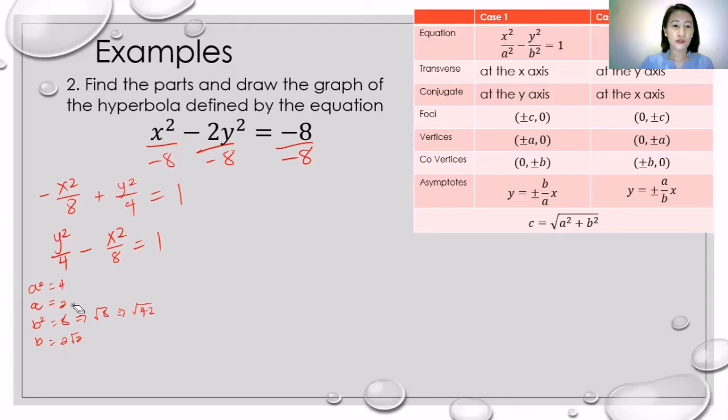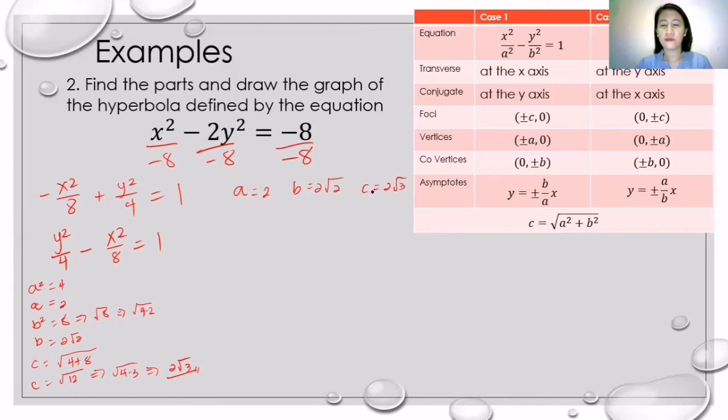So we're going to identify C this time by adding A squared and B squared. So C is equal to the square root of 4 plus 8, which is the square root of 12. Again, we can simplify this one. We get the factors 4 and 3, so we actually have 2 square root of 3. So A is equal to 2, B is equal to 2 square root of 2, and C is equal to 2 square root of 3. So with that, we will now be identifying the parts.